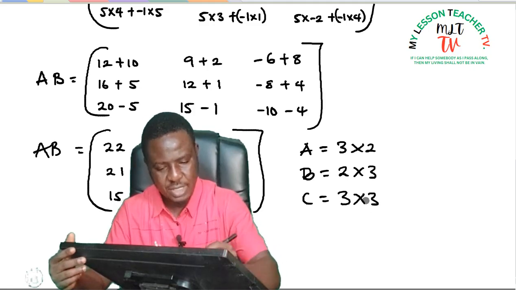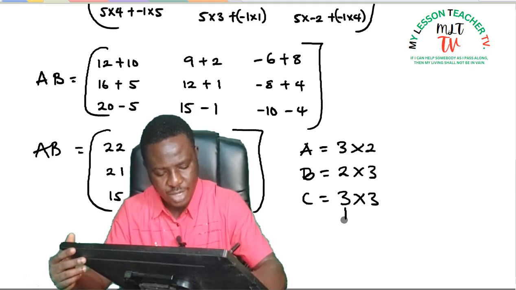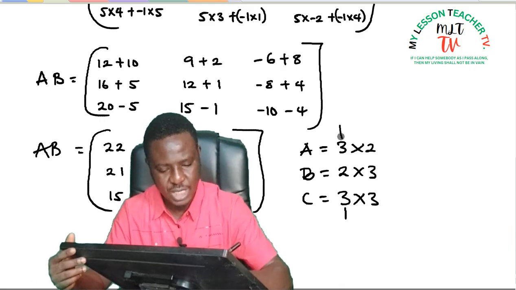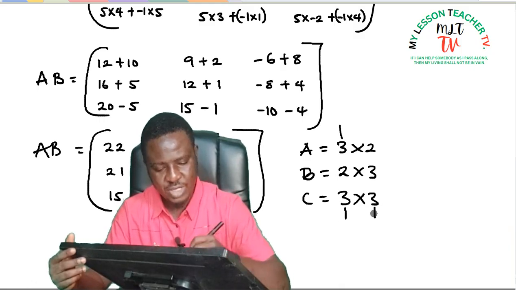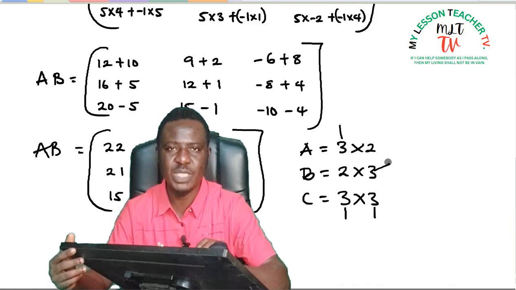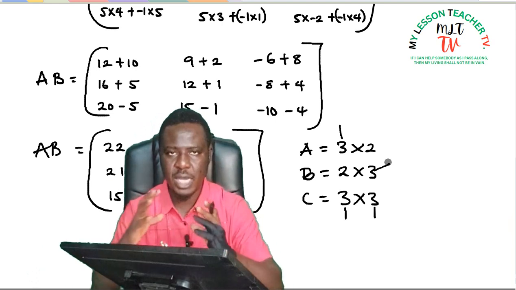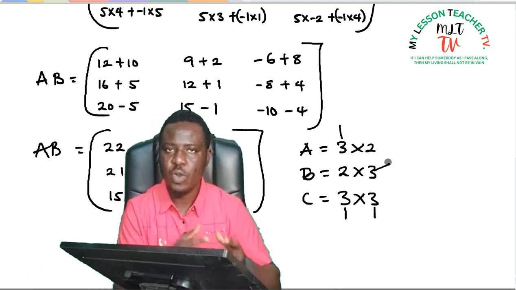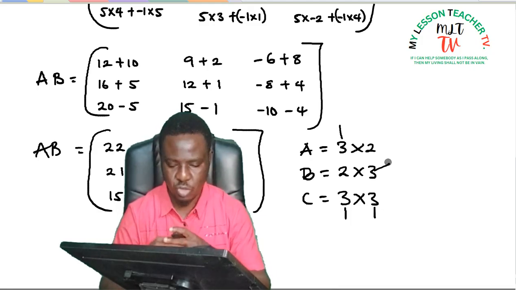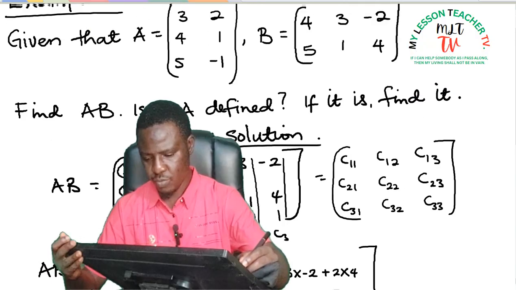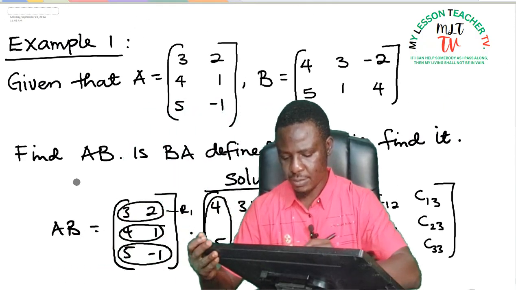So what I'm saying in essence is that the row of matrix C is determined by the row of matrix A, while the column of matrix C is determined by the column of matrix B. So this is how you can determine the order of a new matrix when you're asked to multiply two matrices together. So this is what you will get when you multiply matrix A and B.